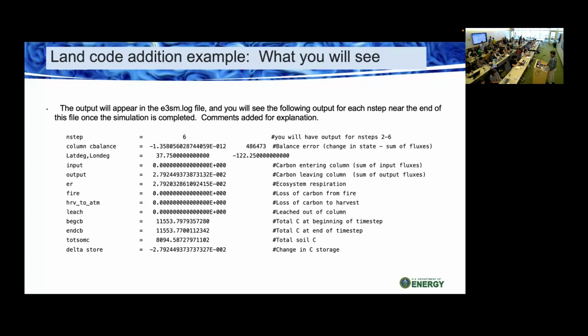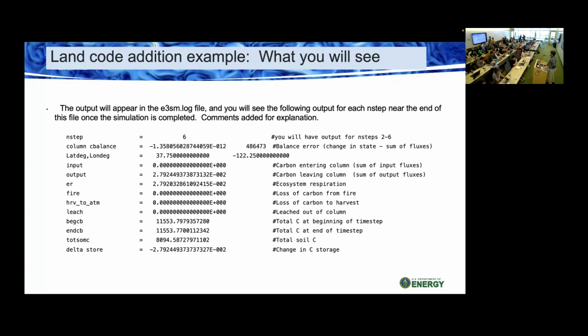So things like ecosystem respiration, loss of carbon from fire, harvest, things that are leached out of the column. So these units are grams carbon, to give you a sense of how much carbon is in the grid cell. If you play around with different locations, you'll see the different numbers. And then how much is changing in this half an hour time step, which is generally pretty small relative to the total.